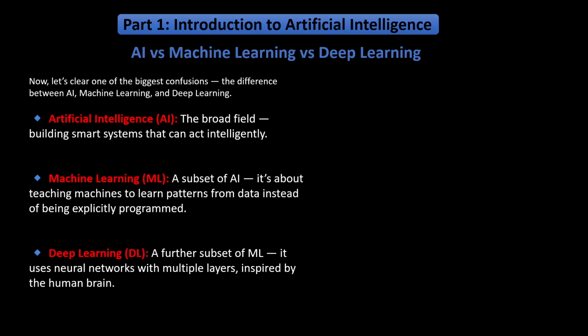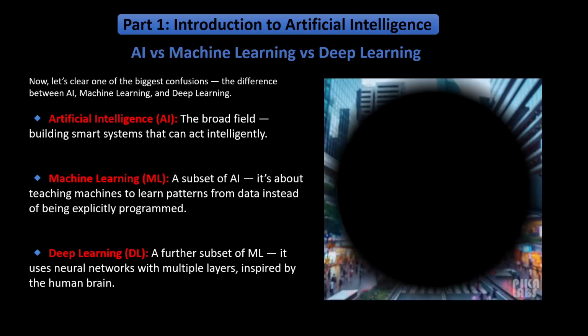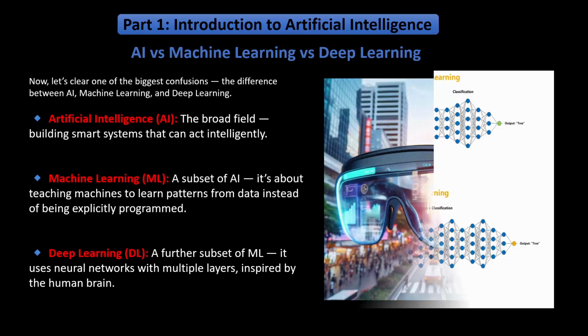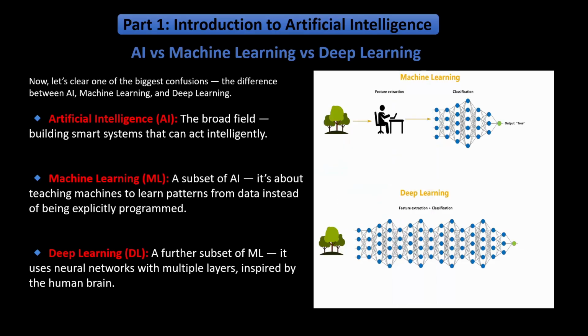Artificial intelligence can be considered the broader field where you can build a smart system that can act intelligently. For example, a robot. But machine learning is a subset of AI. It's all about teaching machines to learn patterns from data instead of being explicitly programmed. For example, you are using tabular data, or it could be textual, images or video data, and on that data you train a machine learning model. So the machine learning model will learn patterns from data, and based on that pattern it will decide the future, or it will predict unseen data.